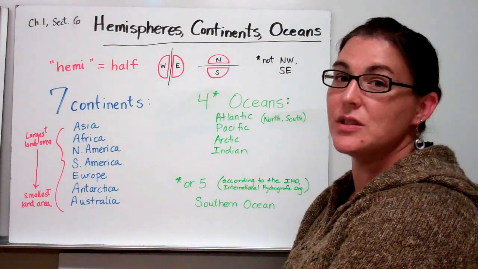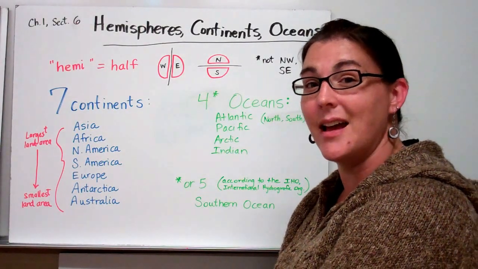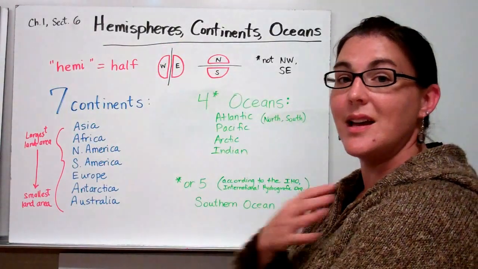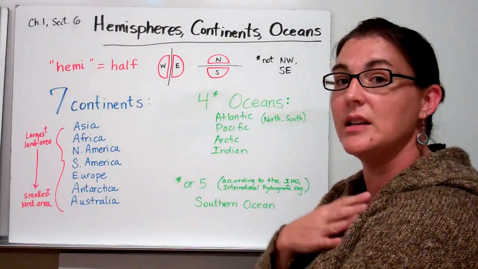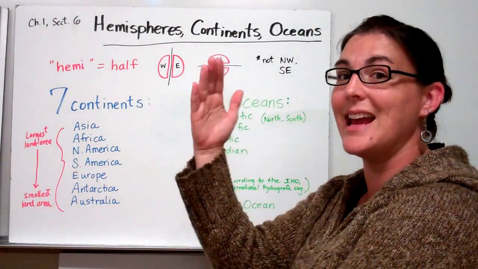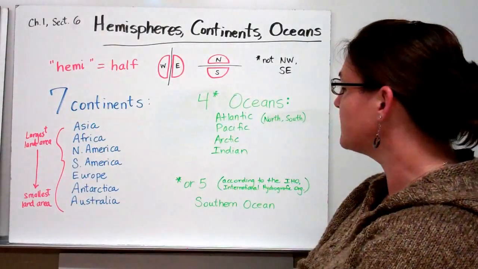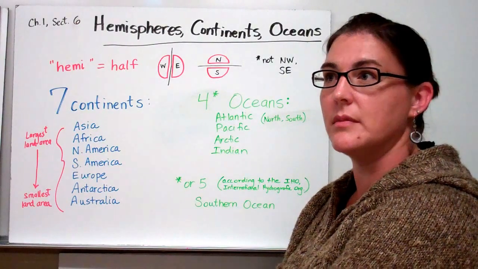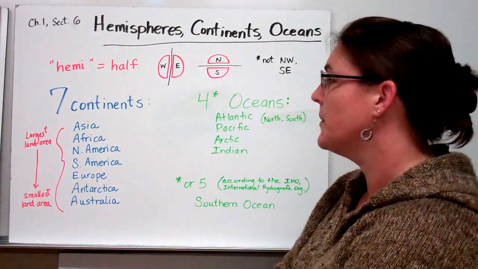So you're not actually going to have a northwest hemisphere. You'll have a northwest quadrant. So the United States, our country, is located in both the northern hemisphere and the western hemisphere, but not the northwest hemisphere. So it's a little minor language issue.